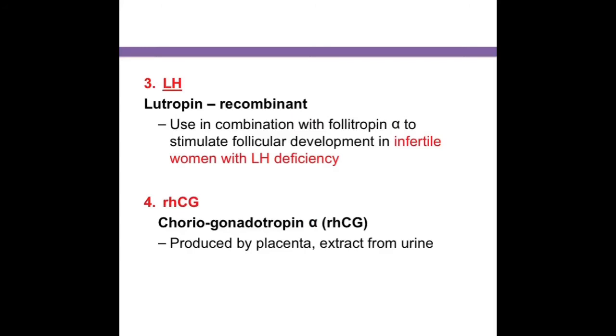Thirdly, we have LH. Lutropin is a recombinant form of LH, and it is used in combination with folitropin A to stimulate follicular development in infertile women with LH deficiency. Lastly, we have choriogonadotropin alpha, or rHCG. HCG is produced by the placenta and extracted from urine.